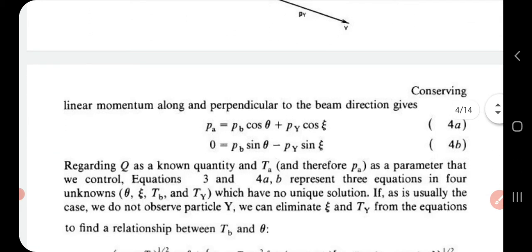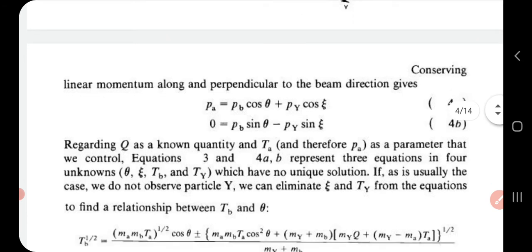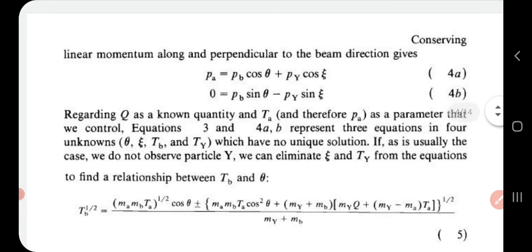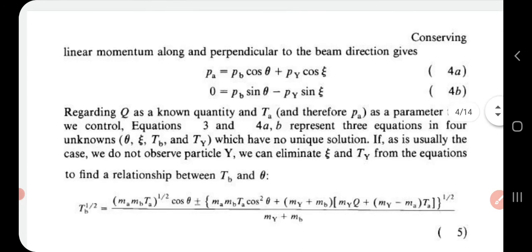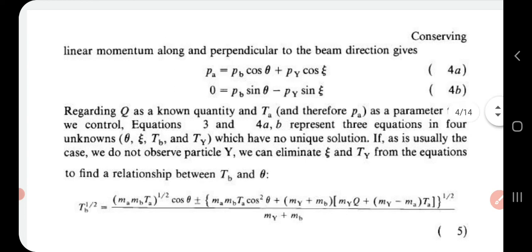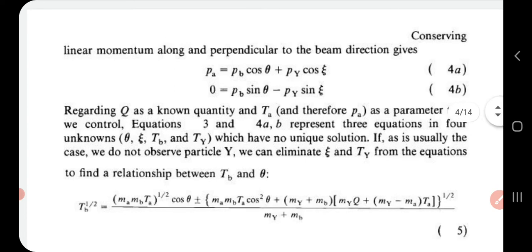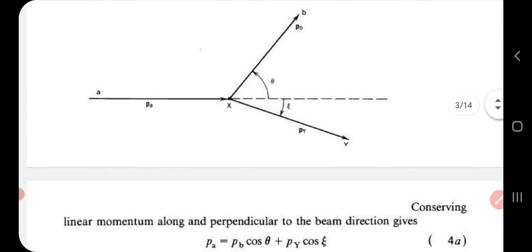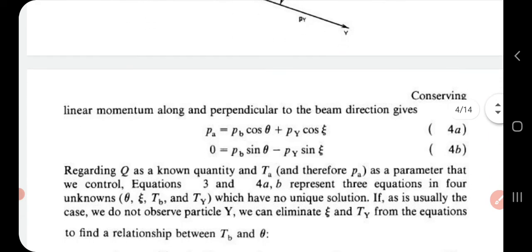Now, conserving linear momentum, here we can see two equations, 4a and 4b. Equation 4a represents linear momentum conservation parallel to the beam direction, whereas 4b represents linear momentum conservation perpendicular to the beam direction. The angles theta, epsilon and so on are marked in this figure.